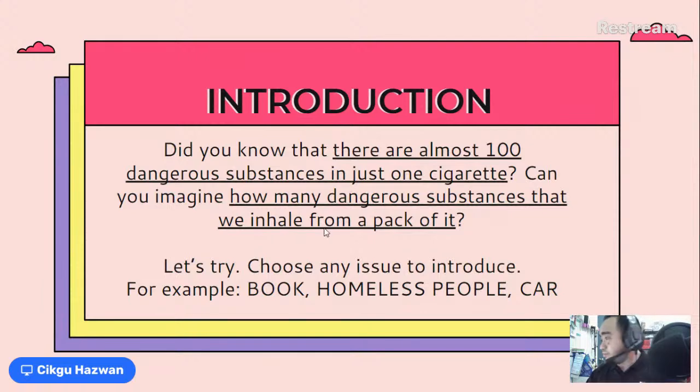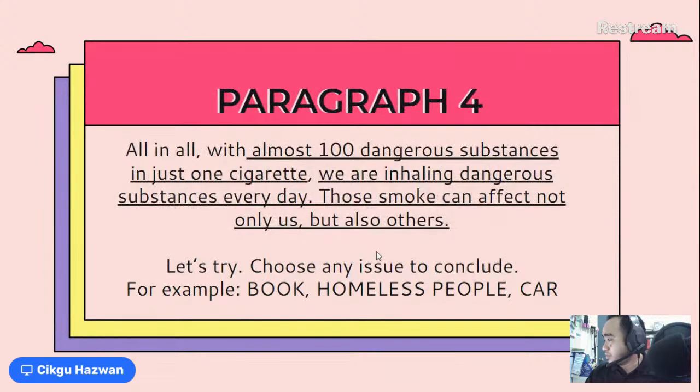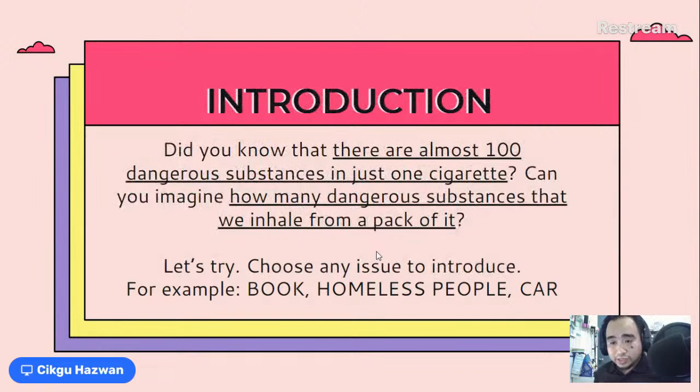Okay, so good job. Let's take a look next. Okay. So just now we do the introduction paragraph. So when we are writing article, for example, the introduction usually link with the concluding paragraph. So you have the introduction at the beginning, and then at the end, the final paragraph must link with the introduction paragraph. For example, you can see here, did you know that there are 100 dangerous substances in a cigarette? Can you imagine how many dangerous substances that we inhale from a pack of it?